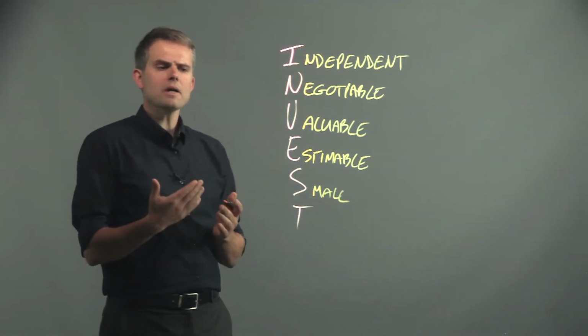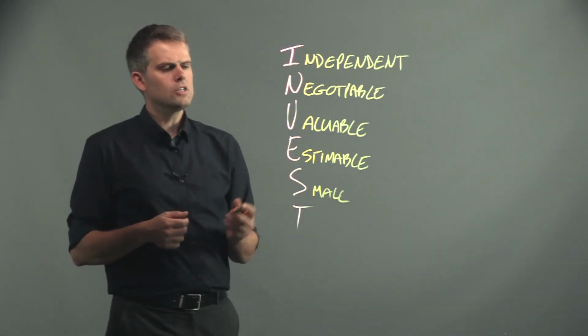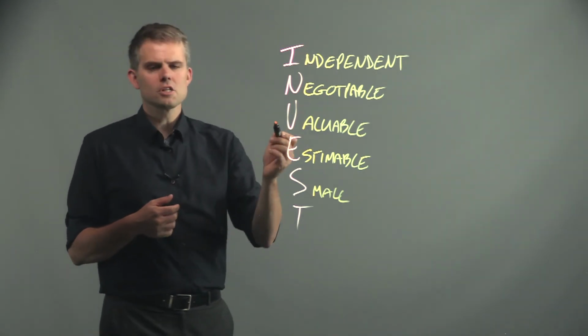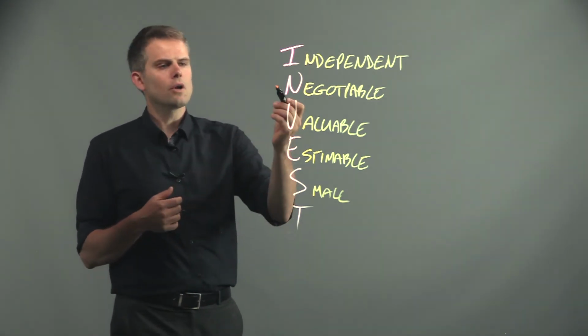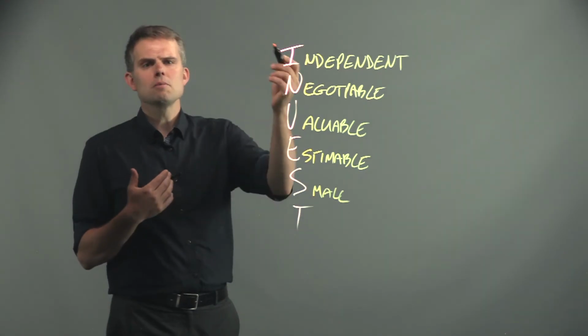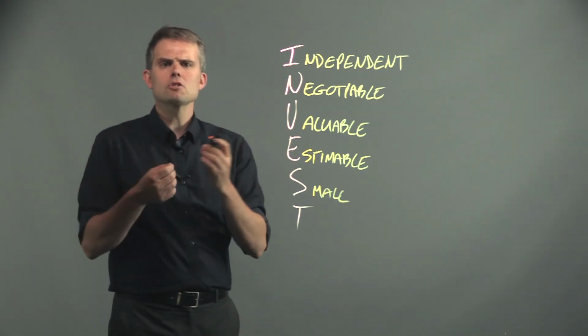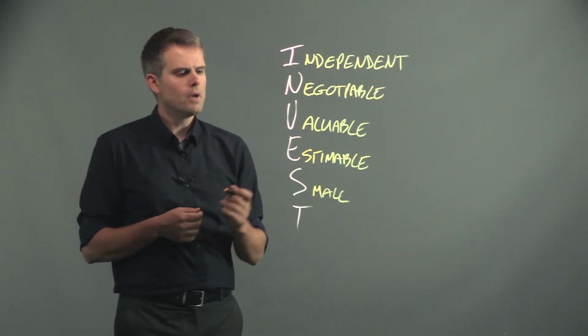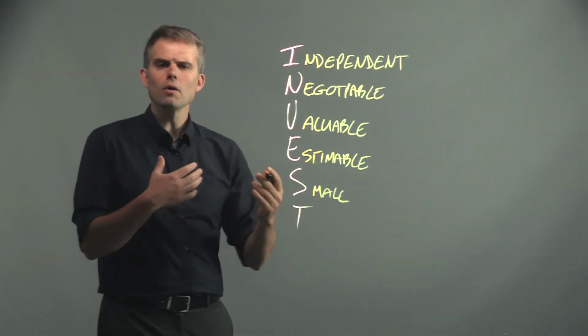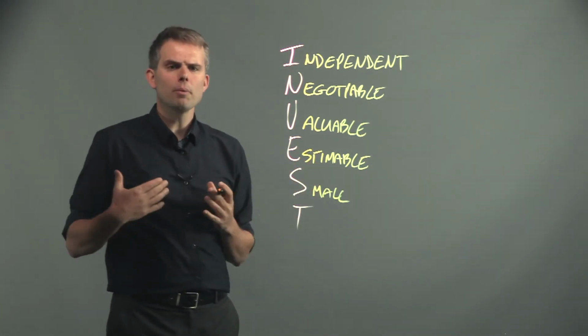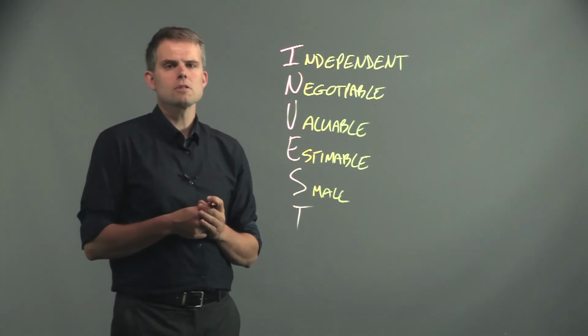It turns out in practice, small features are easier to estimate, they're easier to reason about the value for, they're easier to negotiate about, and they also tend to be more independent because they have smaller subsets of features within them. So user stories should be as small as possible to help drive these other features.